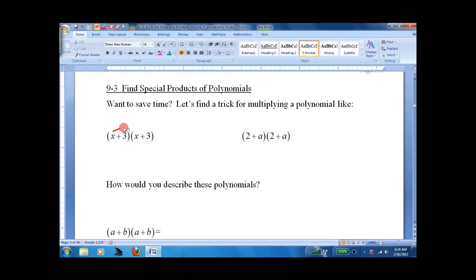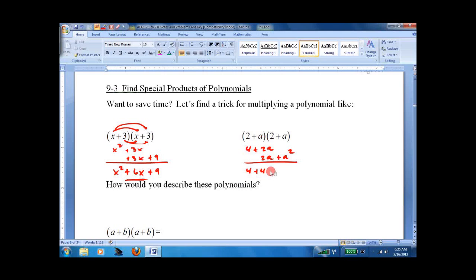So if we multiply it out the long way, we get x squared plus 3x plus 3x plus 9. Add it down, we get x squared plus 6x plus 9. Do it again over here. I'm not going to write it out this time. 4 plus 2a, 2a plus a squared. 4 plus 4a plus a squared.